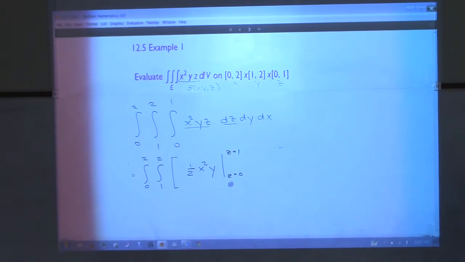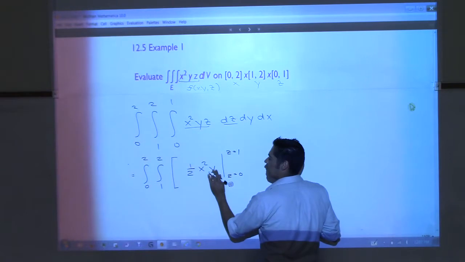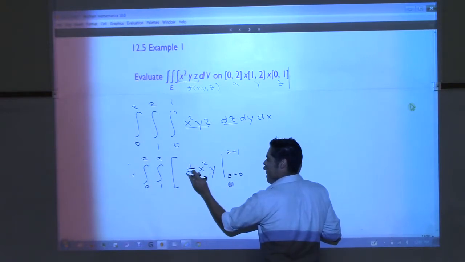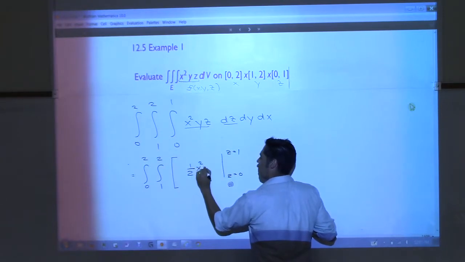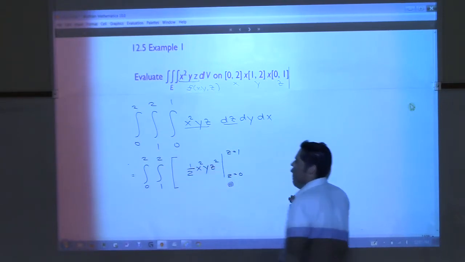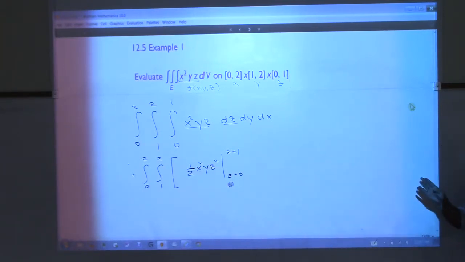Whoa. Yeah, I forgot it. Okay. I must have, well, I started it, right? Yeah. Okay. x squared y z squared. There we go. I think I started doing integration and then I differentiated or something. I don't know, my brain misfired there.